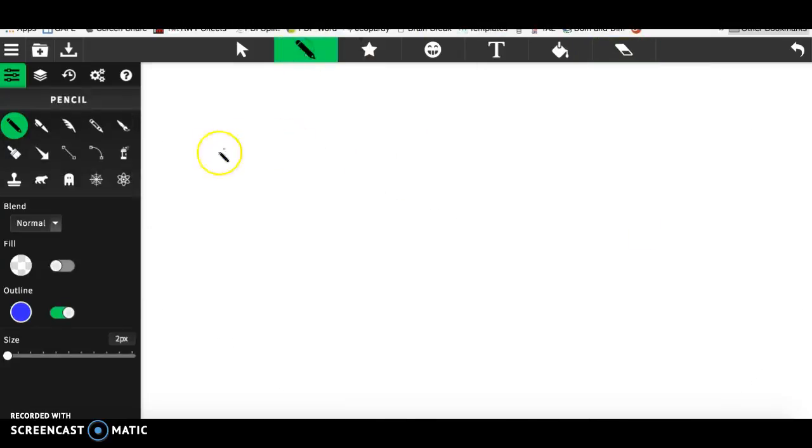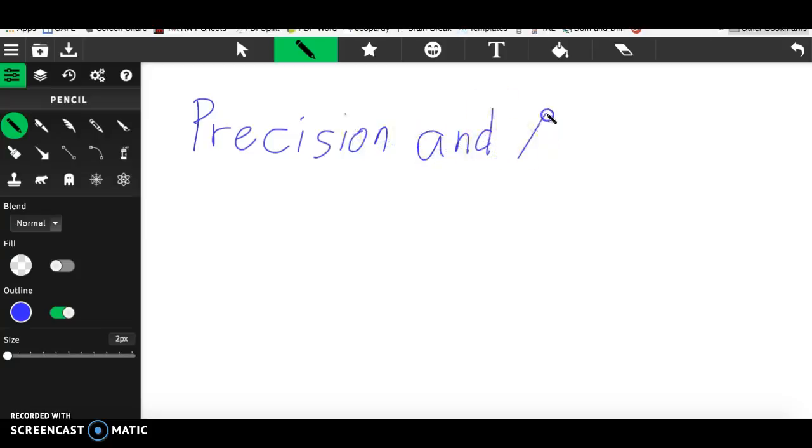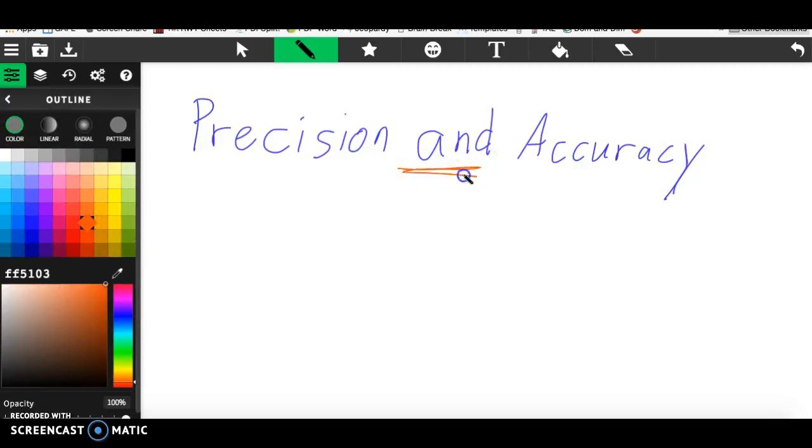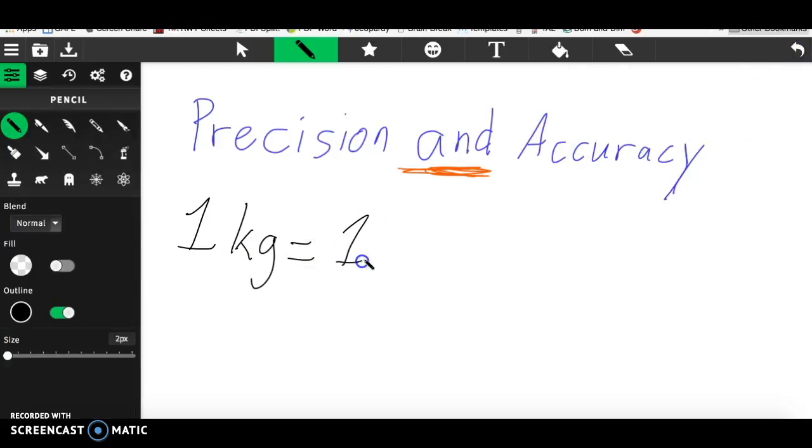Okay, now we'll do what we're aiming for in the lab. We want precision and accuracy. We need both. So we'll use that 1 kilogram equals 1,000 grams example one last time.